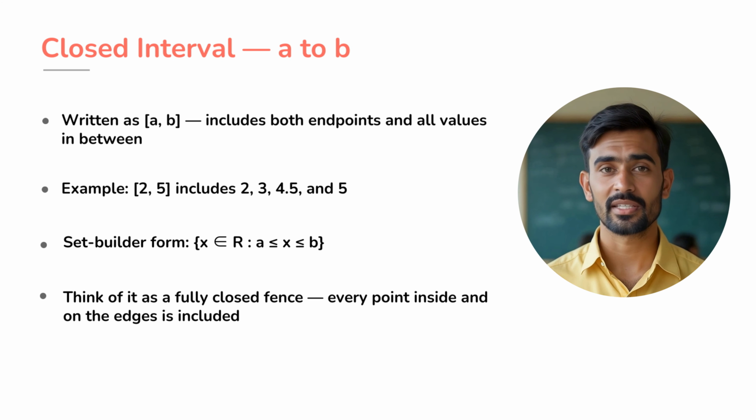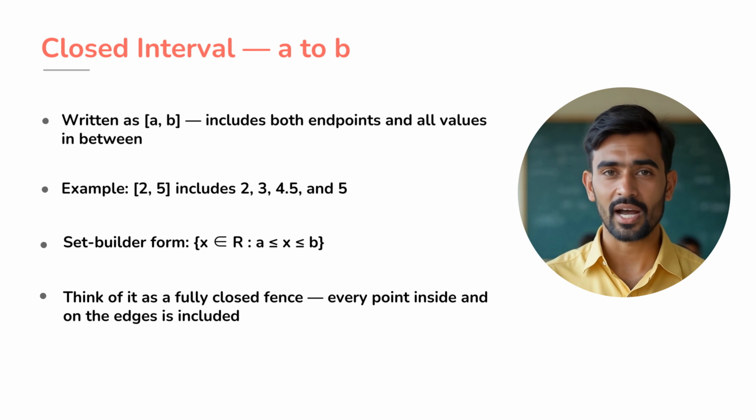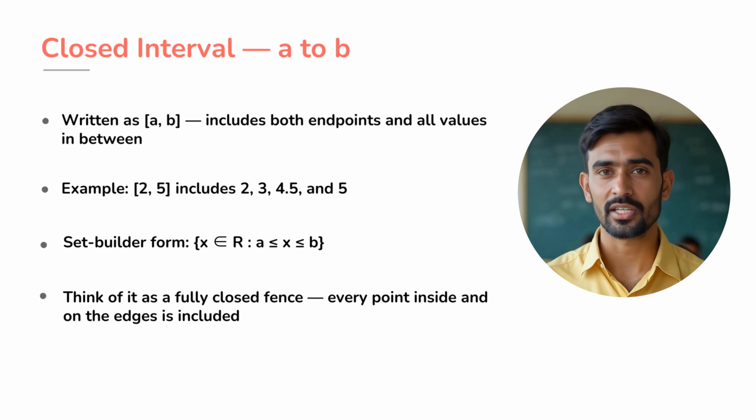The second type is the closed interval, written as square bracket a comma b square bracket and read as closed interval from A to B. This time, both A and B are included. So, the closed interval from 2 to 5 includes 2, 3, 4.5 and also 5.